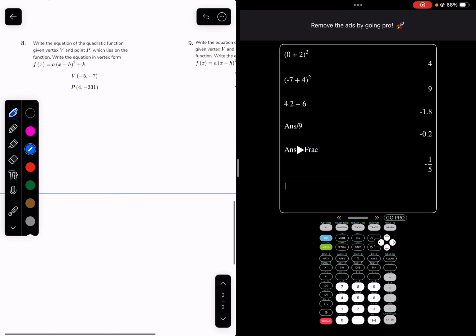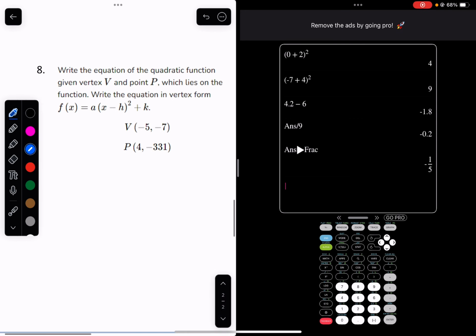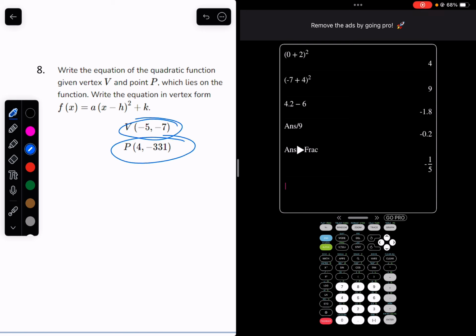All right, let's do one more. Take a look at this guy here. So it says, write the equation of the quadratic function given the vertex and a point which lies on the function. So again, they gave us our vertex, that's going to be our h and k. And we've got a point, we're going to plug that in for x and y. All right, so we've got our h, our k, our x, and our y.